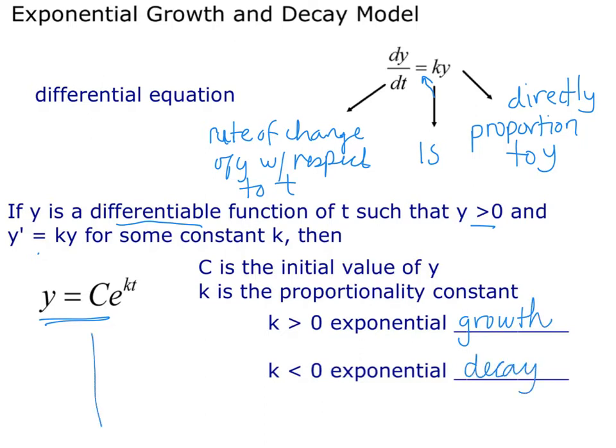So graphically, for growth, we're talking about something like this. C would be the initial value, where t equals 0. And then decay, same graph, would look more like this, where the x-axis is an asymptote. Okay, so the red is decay, and the blue is growth.